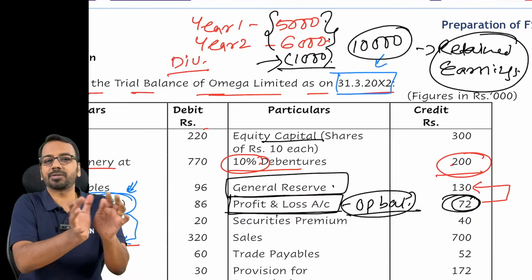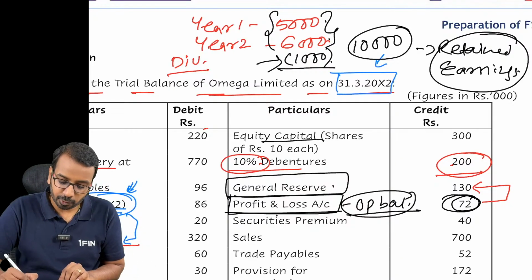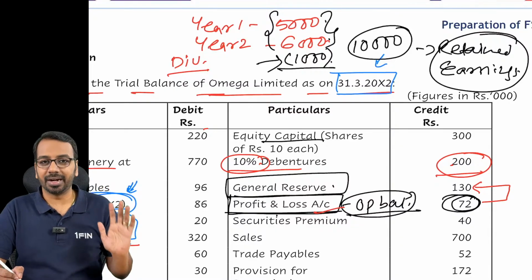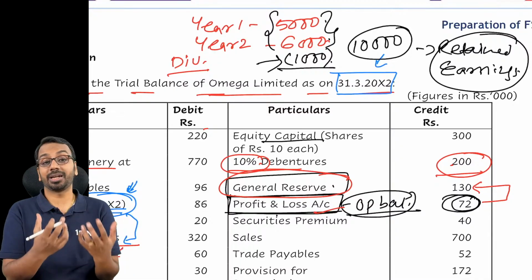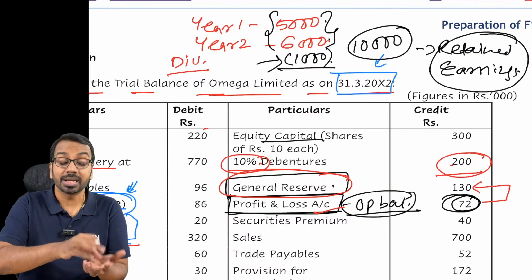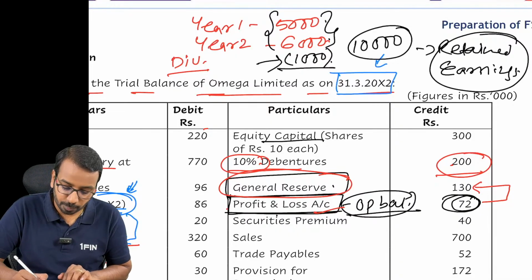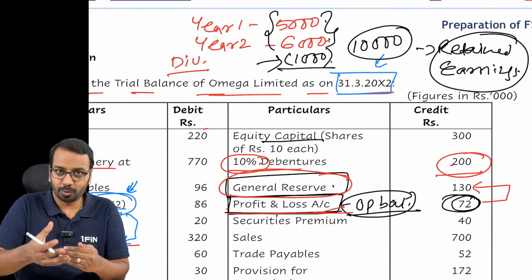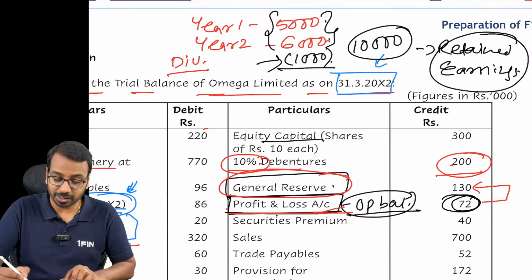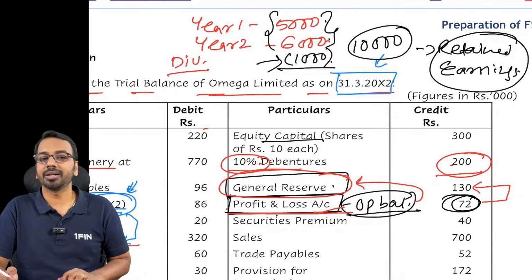Now, sir, what is the purpose of transferring it to general reserve? One very important purpose is, from P&L, you can directly declare dividend. There are no restrictions. But from general reserve, if you have to declare dividends, there are certain rules which we will understand in the later part of this chapter. So, from P&L account, every year, or as per the direction of the board of directors, or as per the decision of the management, they will transfer amounts to something called general reserve.